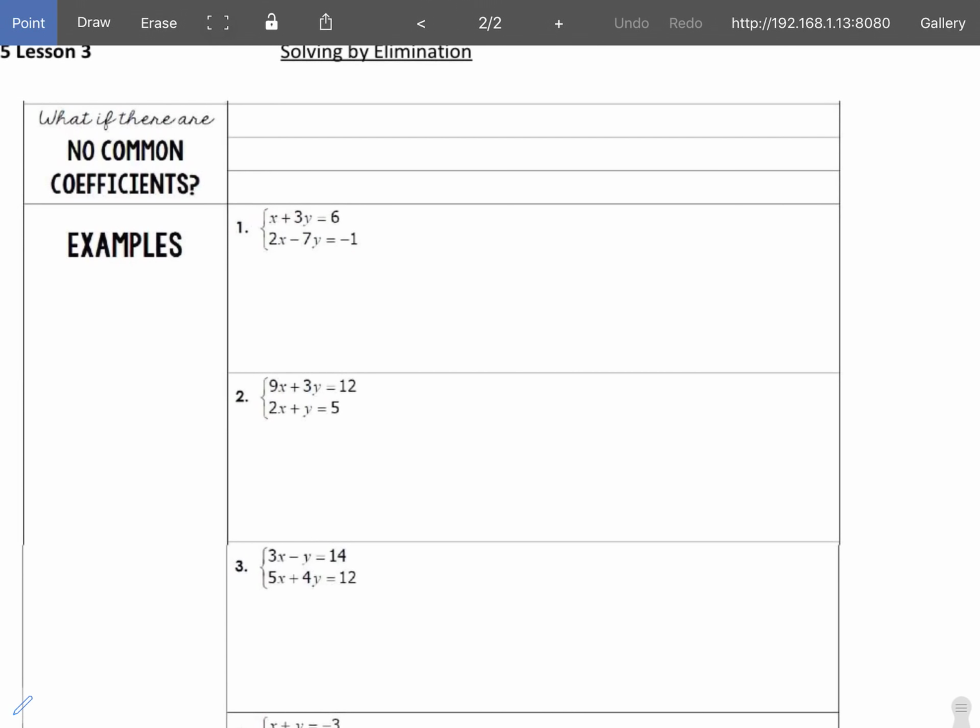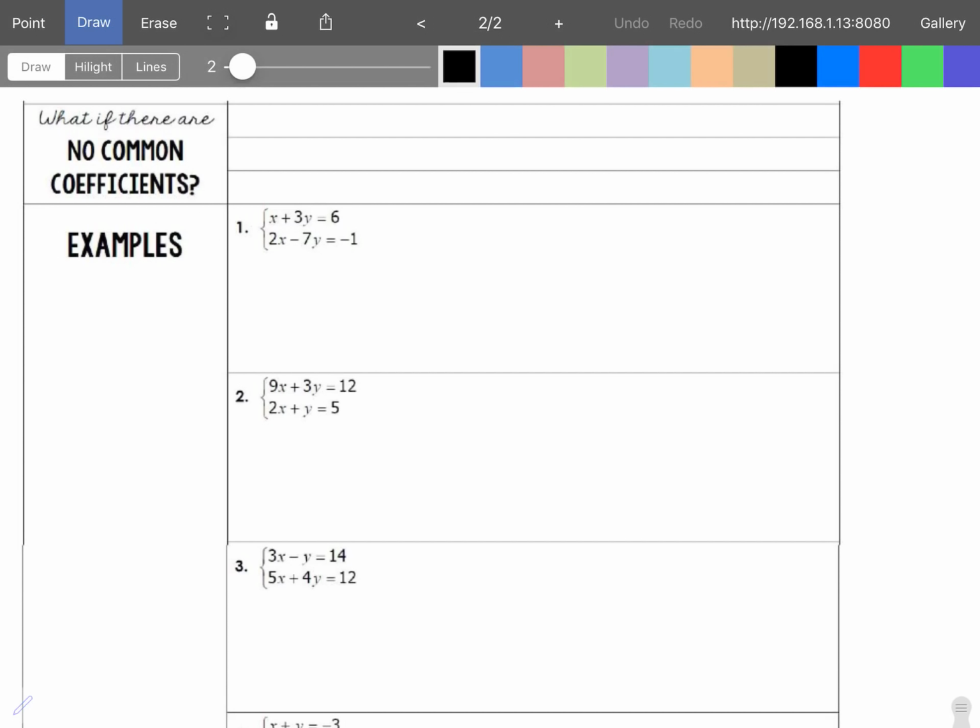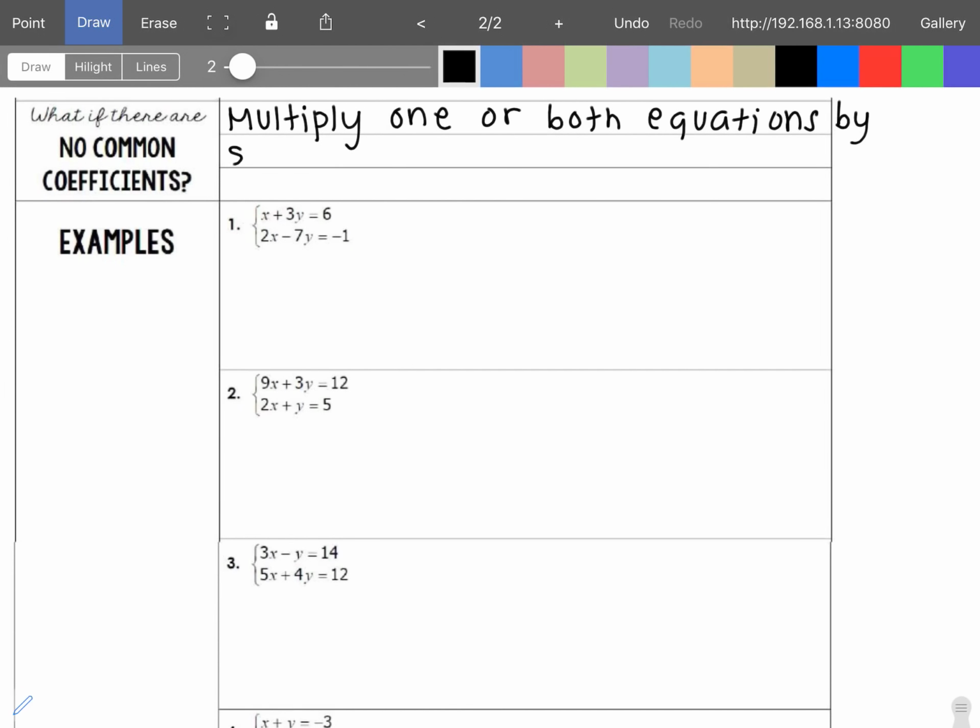But what if there are no common coefficients? So what if there are none of the same numbers in front of the variable? In this case, we're going to multiply one or both equations by some number to create matching or opposite coefficients.